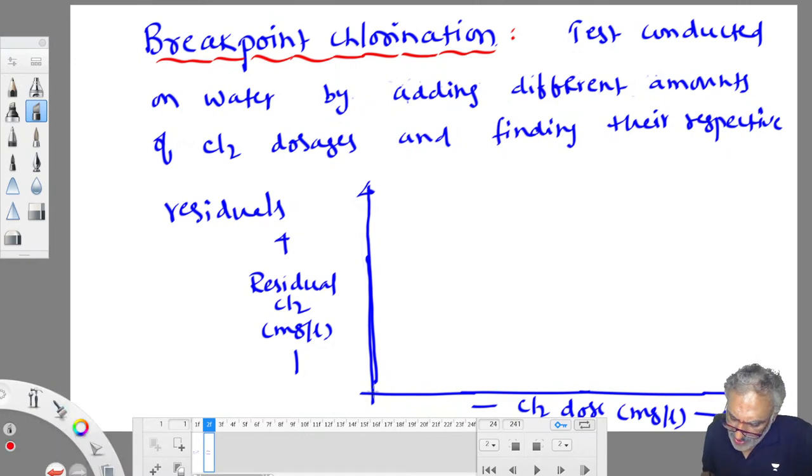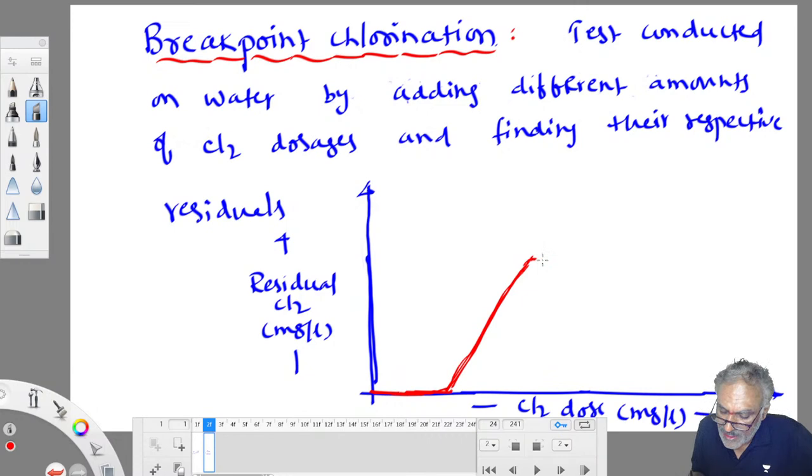Chlorine first, as soon as you add, reacts with iron and manganese, so total chlorine is consumed, no residuals are produced. Then chlorine reacts with ammonia and forms chloramines. Chloramines are also one of the forms of chlorine, therefore it starts producing residuals in the form of chloramines. Once chloramines are formed, no more ammonia is there, then chlorine starts destroying the microorganisms, and chloramines also destroy microorganisms. In doing so, some amount of chloramines are used. BC amount of chloramines are formed, in that CD amount of chloramines are consumed in destroying the organisms.